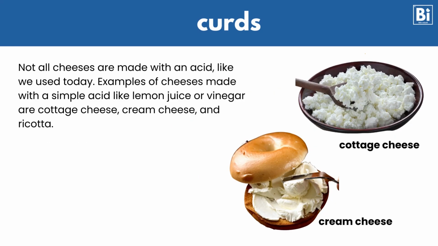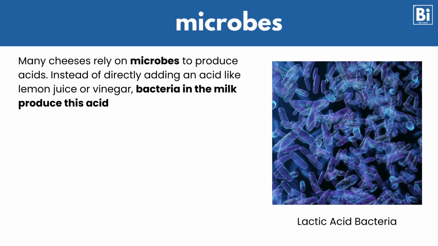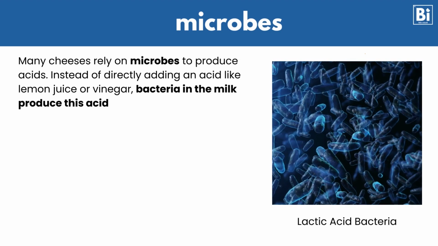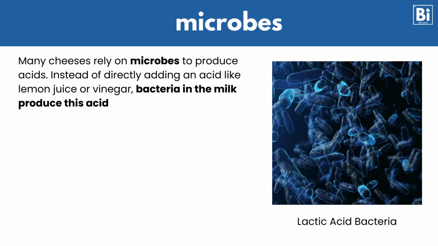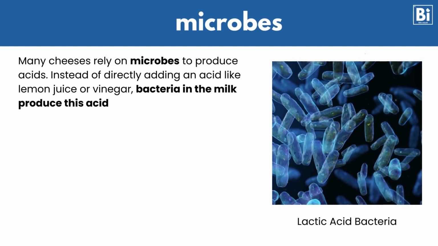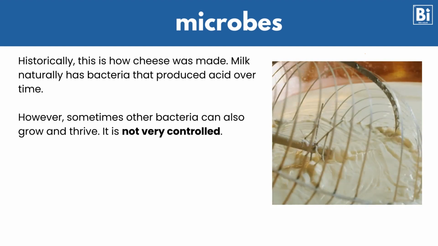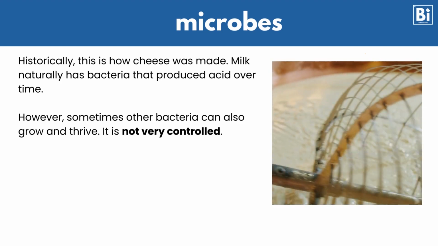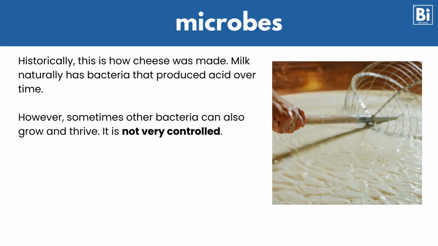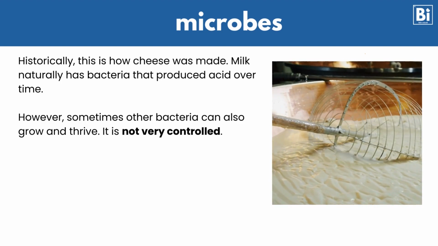It is important to note that not all cheeses are made with an acid like we use today. Some cheeses are, like ricotta, cottage cheese, and cream cheese. Others rely on microbes to produce those acids. So instead of directly adding an acid like lemon juice or vinegar, the bacteria that are naturally present in the milk produce this acid. Now, historically, this is how cheese was made and first discovered. Milk naturally had bacteria that produced that acid, which produced curds, which eventually produced cheese that we could eat, and that was easier to store as a nutritious source of food.